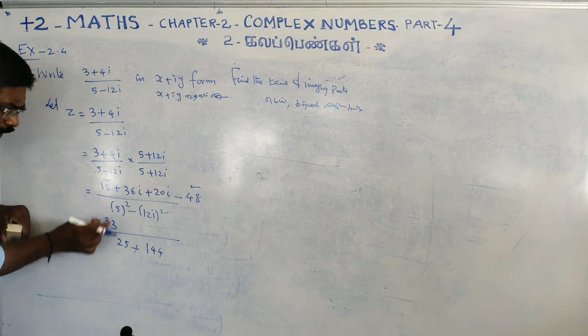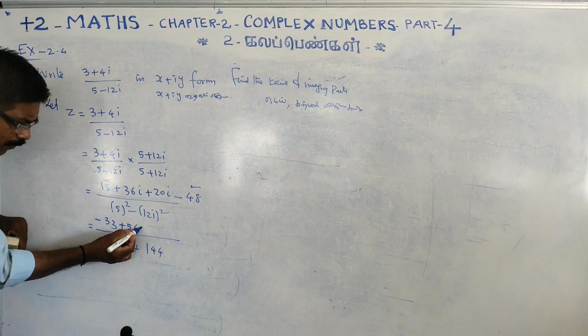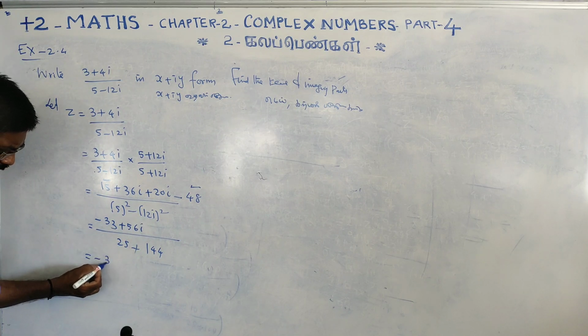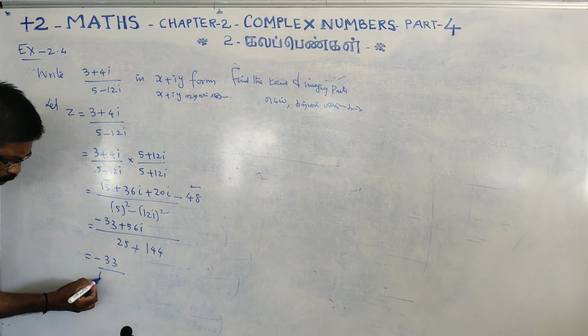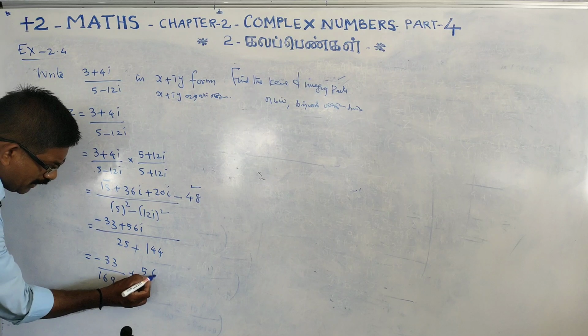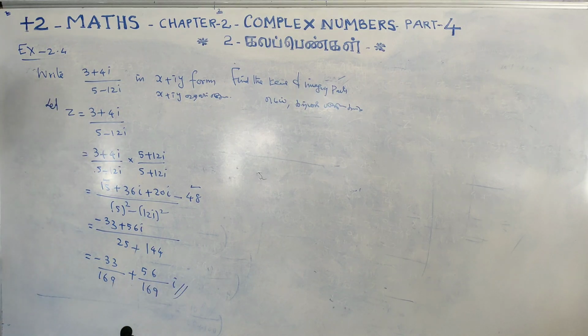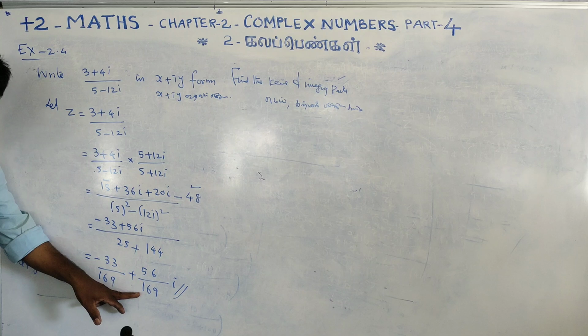Minus 33. Add the two imaginary terms to get 56i. Separate: minus 33 by 169 plus 56 by 169 i. This is rectangular form, x plus iy form. This is the real part, this is the imaginary part.